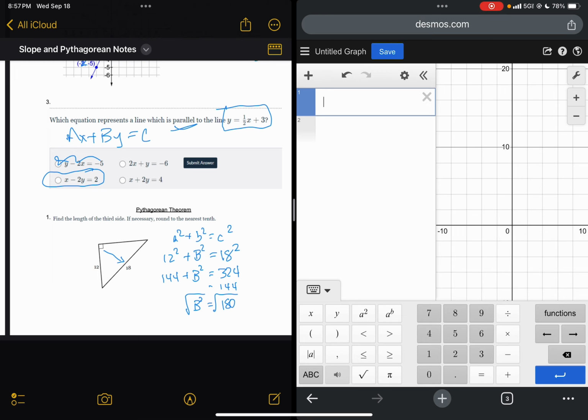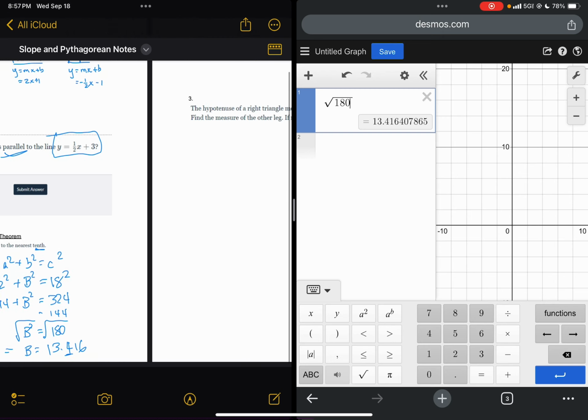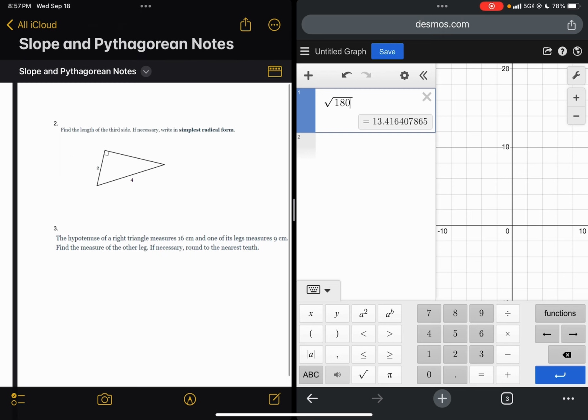Square root of 180. And I get that b is 13.416. This says to the nearest tenth, so my answer is going to be 13.4. All right. Let's look at a second one over here on the last page.